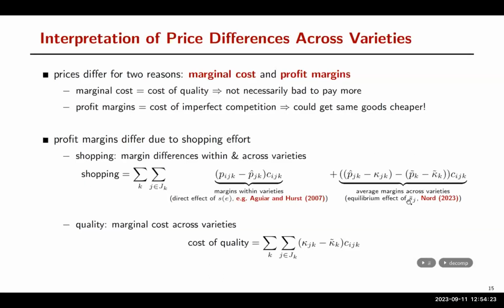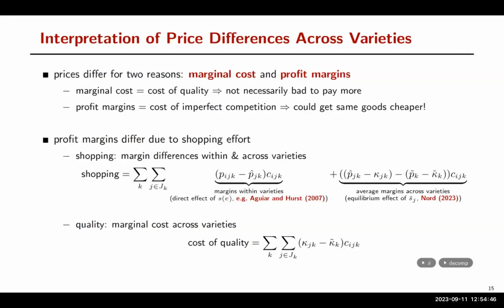But now in this model, there's a second equilibrium effect, right? Shopping is also going to affect the average profit margin, differences in the average profit margin across different types of apples. Why is that the case? Because the poor households who search a lot sort into the low quality apple. The rich households who search very little sort into the high quality apple. The average search effort is different across apples.